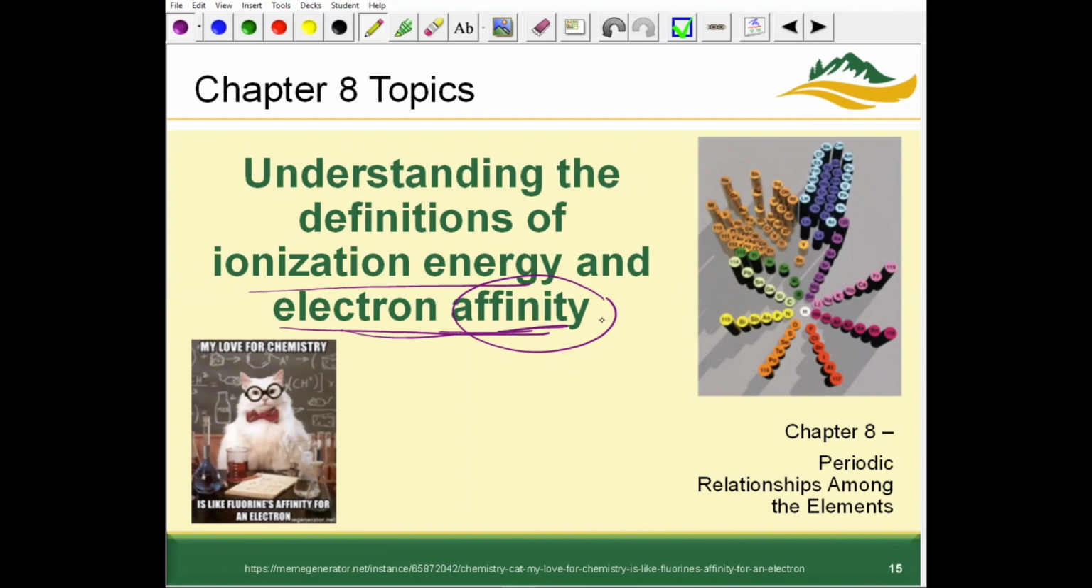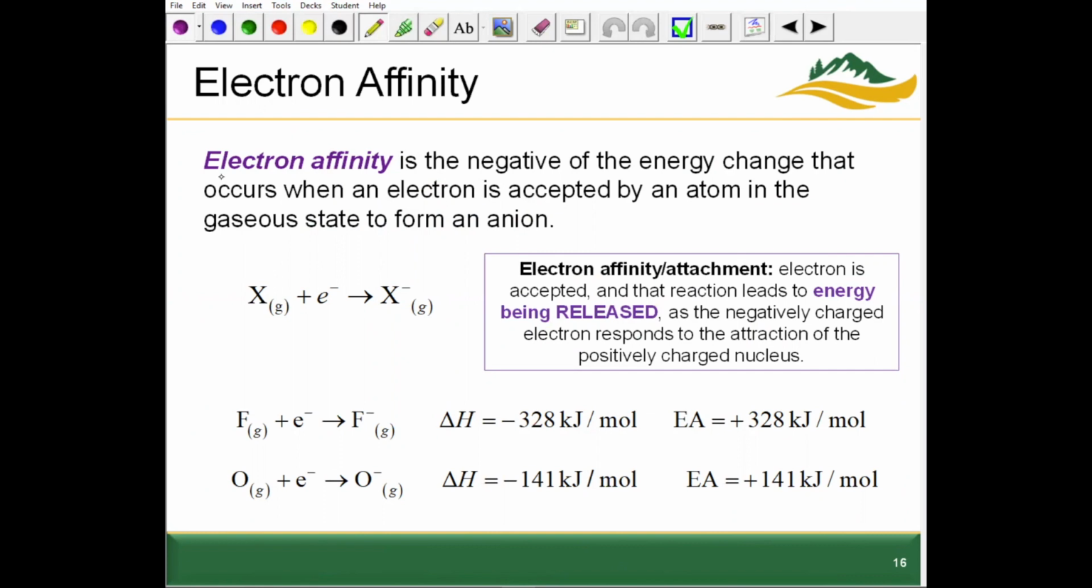It has affinity for electrons. So to define this, electron affinity is the negative of the energy change that occurs when an electron is accepted by an atom in the gaseous state to form a negatively charged anion. We can think of this as the opposite of ionization energy, where we pluck away an electron. Here for electron affinity, we are adding an electron to an atom to create a negatively charged anion.